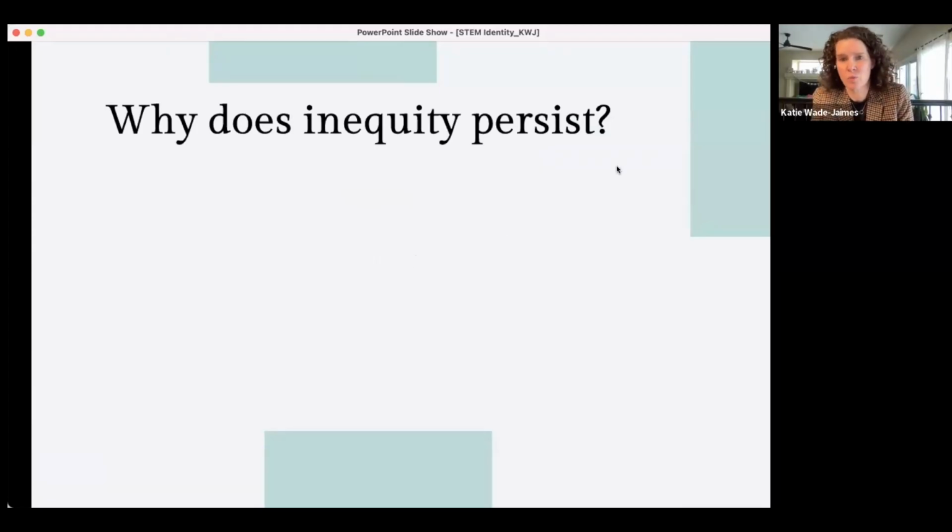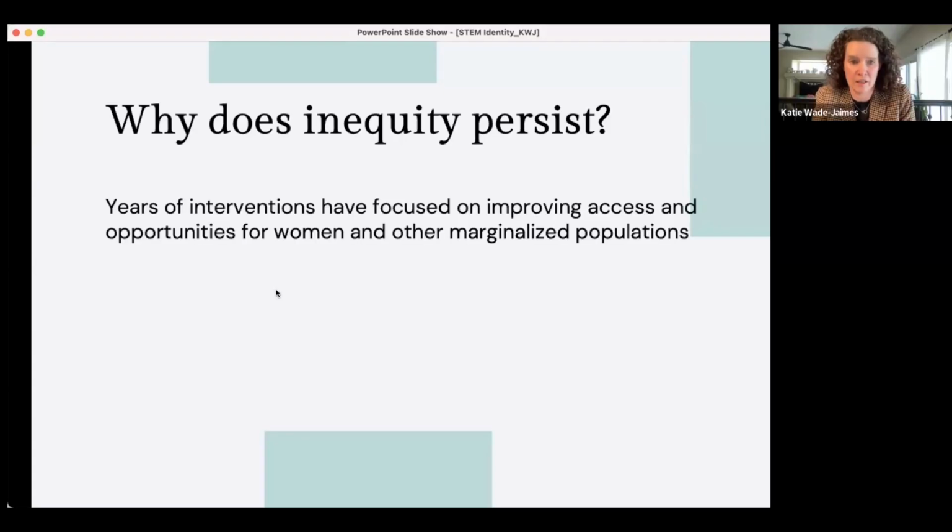So then the question is, why does this inequity persist, right? I don't know if we have time to go into all of the numbers on the graphs. Even for the Hispanic Latinx graphs, the percent of people earning some of these degrees is still well less than the percent of the overall population, right? So why is this inequity persisting over decades?